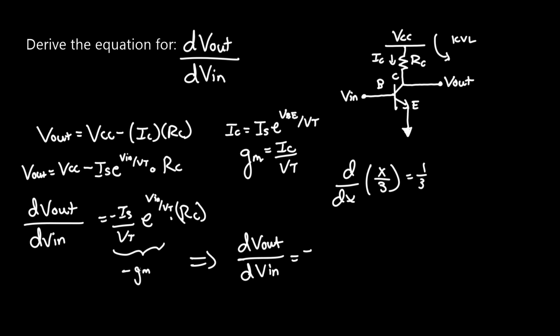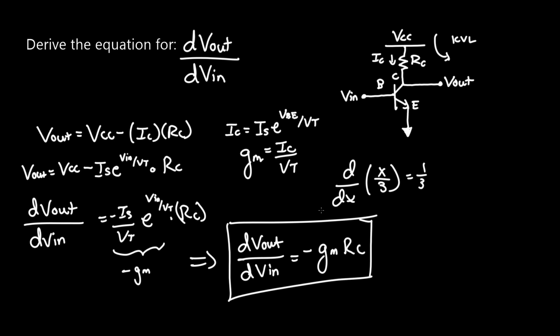Do you agree with that? Hopefully you do. So it's negative GM times whatever is left, RC. So you do actually see this formula around this course as well. And as it turns out, that is the final answer. This is the most simplified version of what you can get from this common emitter amplifier.